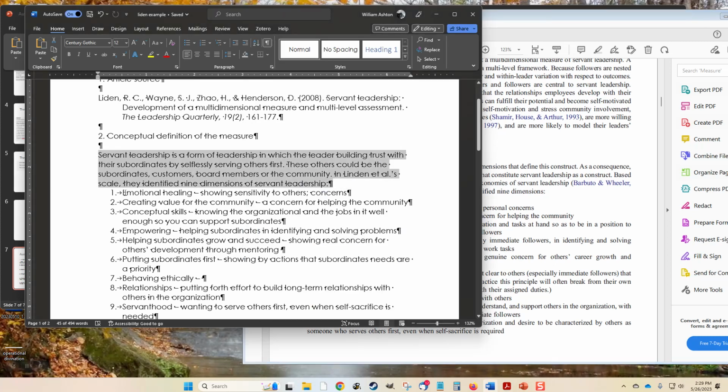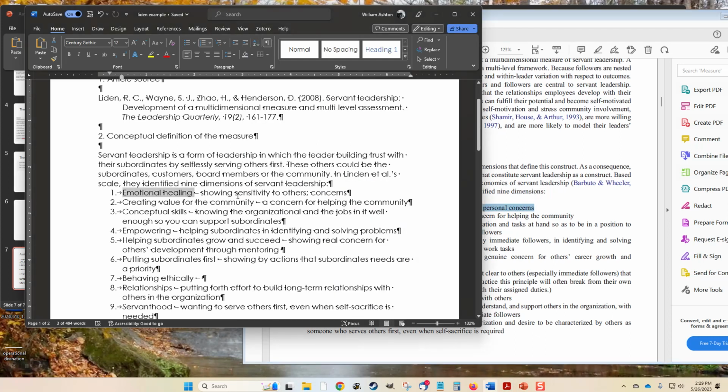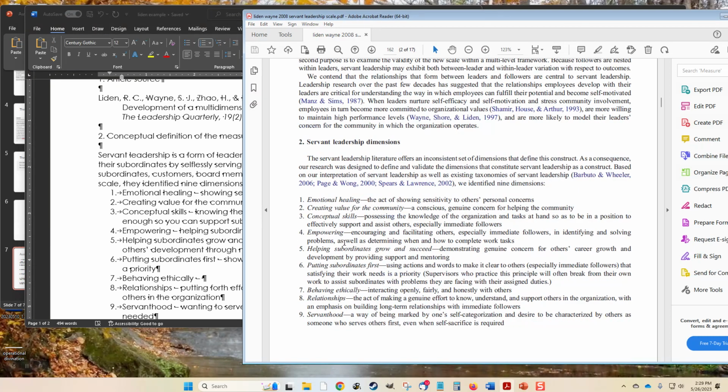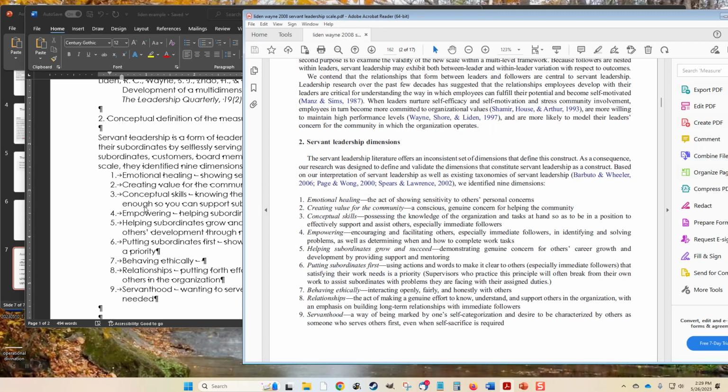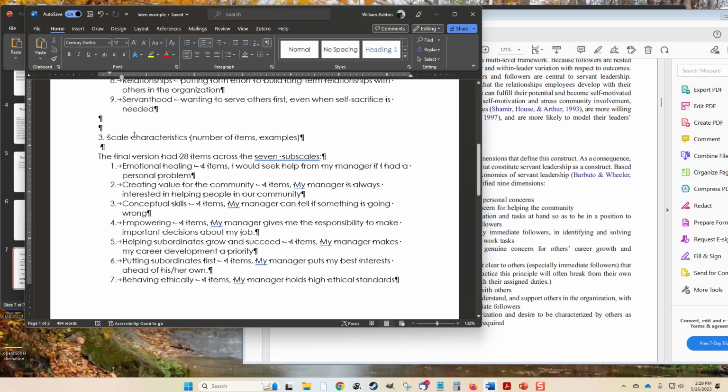And again, the titles of these dimensions are titles, so you can copy them, but the descriptions the author gives, you cannot cut and paste them. You have to, in your own words, state what the author is saying. And so I did that for the 9 dimensions. So conceptual definitions given. Next: scale characteristics such as items, number of items, and examples.